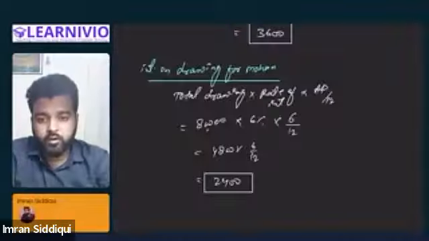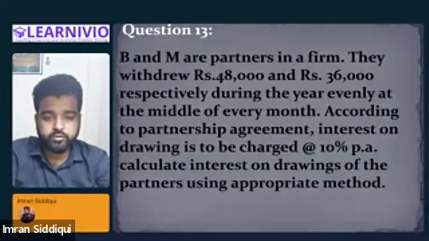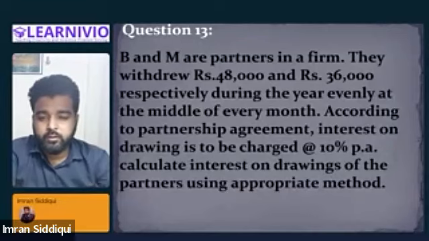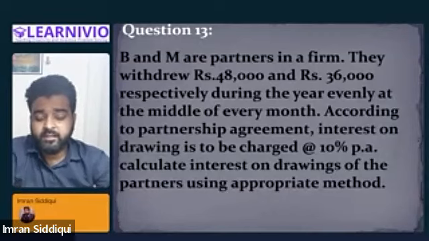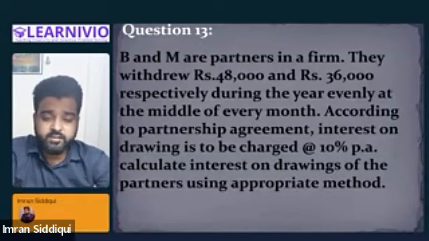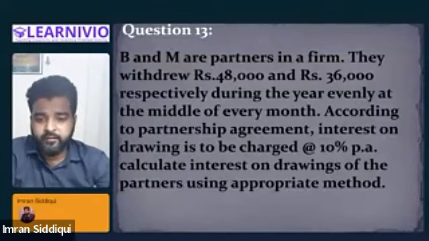So I'm moving to the next question now, and I want you to try this question this time. Question number 13. Let me read this question for you. It says that B and M are partners in a firm. They withdrew rupees 48,000 and rupees 36,000 respectively during the year, evenly at the middle of every month. It says drawings have been made evenly throughout the year, but every time in the middle of the month. Okay. According to a partnership agreement, interest on drawings is to be charged at the rate of 10% per annum.